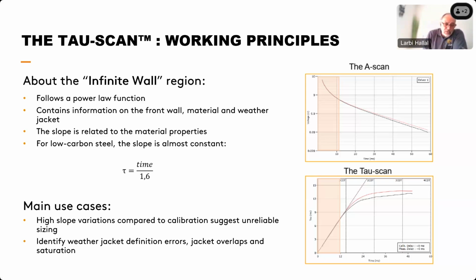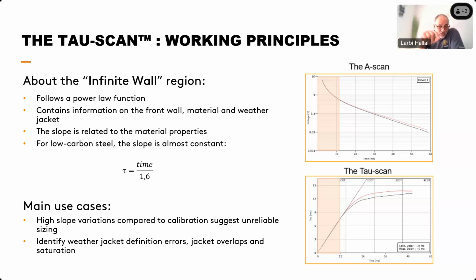How that can be used, just for example, a high slope variation compared to the calibration, which you can see in the red signal on your curves, will suggest unreliable sizing. So that will conduct the analyst to look closer at the data and look at the overall C-scan and check what can be wrong in that region to make sure if he finally calls a corrosion or not.